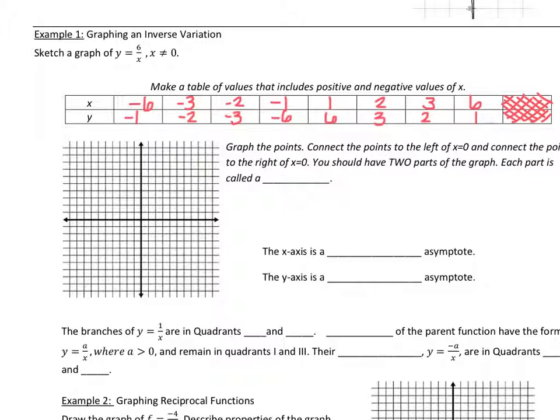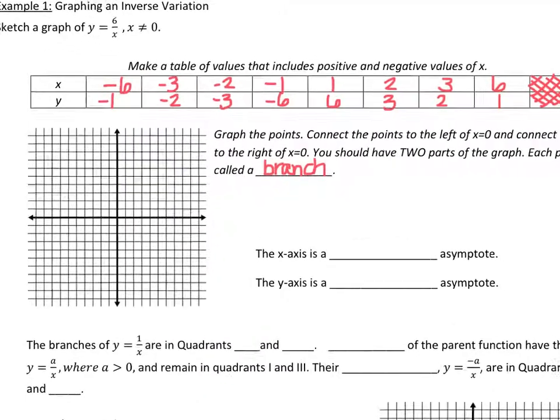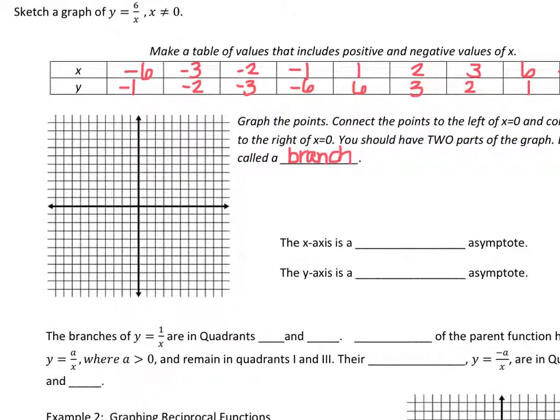Graph those points, but when you connect them, you're going to connect the points to the left of x equals 0. So it's to the left of here. So over here connect points and over here connect points. You'll have two parts of the graph. Each part of the graph is called a branch. That way you can say the positive branch or the left branch or right branch. That way you have something to refer to. So go ahead and graph those 8 points and we'll make our graph. Make it actually look like it's supposed to.